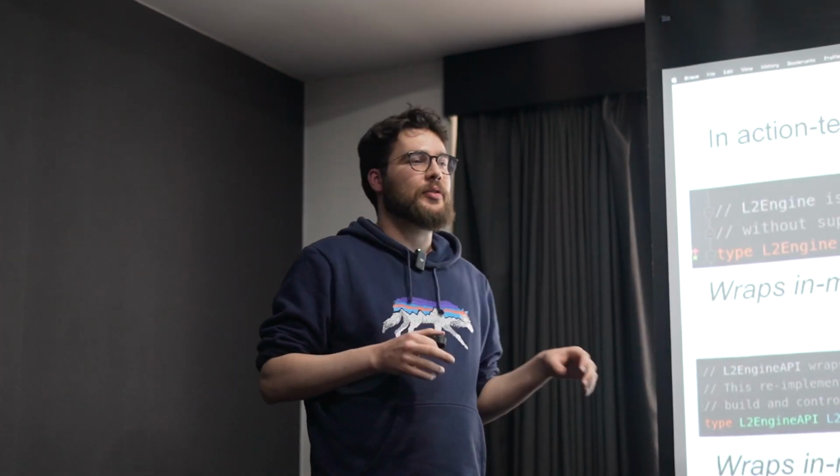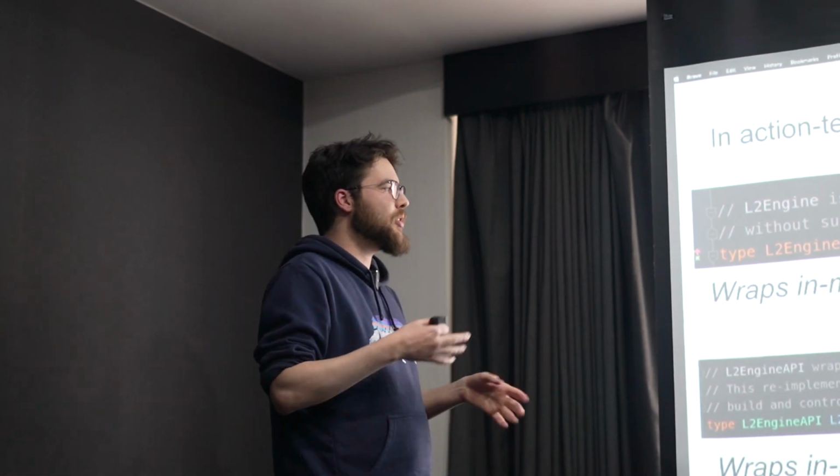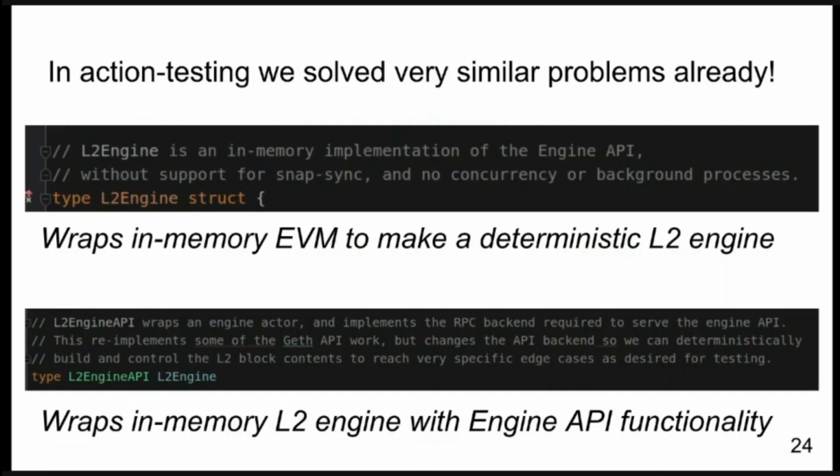In action testing, we already have implemented a lot of this synchronous execution environment. So in action testing, this part of the end-to-end testing in Optimism, we have this idea of a layer 2 engine, and it really just wraps the libraries from geth, like the EVM instance, the chain instance, every source of data, and then extends it with this building interface to create new blocks.